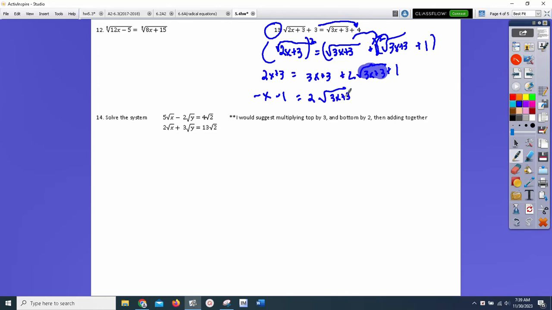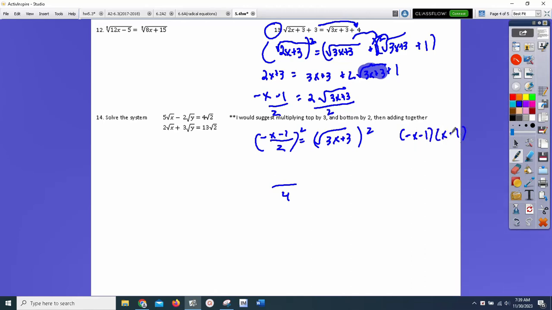I've seen lots of people teach this differently. I like to divide things out before I square. So I'm going to divide by 2. Now I'm going to square both sides. Bottom's easy, that's 4. When you write negative x minus 1 twice like you're supposed to, negative x times negative x is x squared, plus an x, plus another x, plus 2x, and then plus 1. And that is now equal to 3x plus 3.